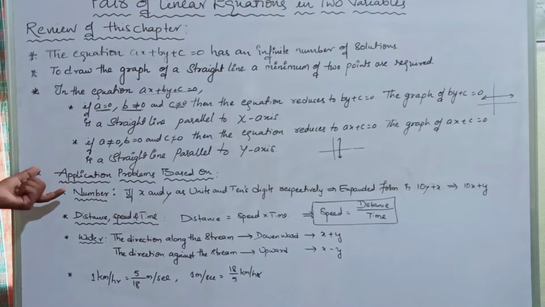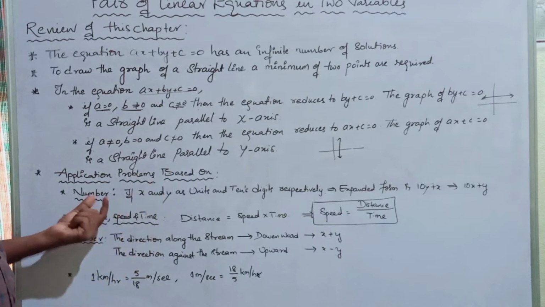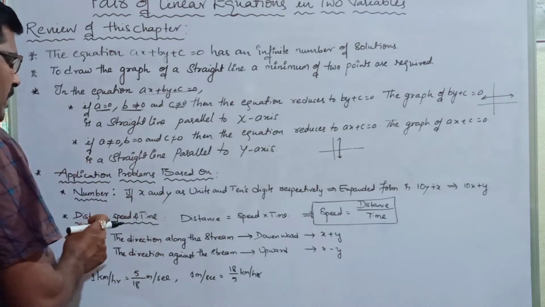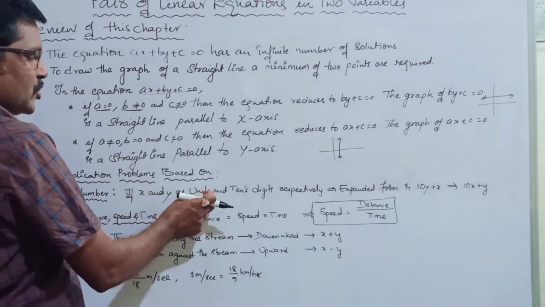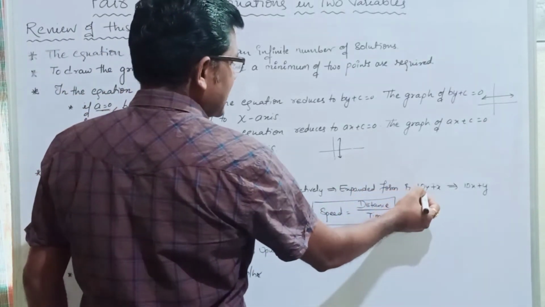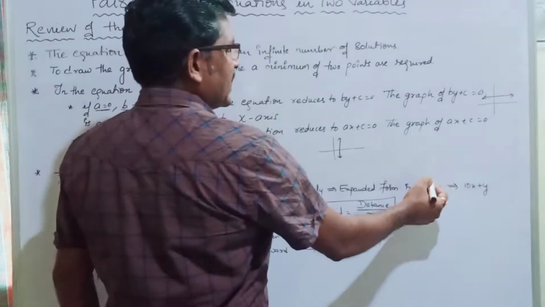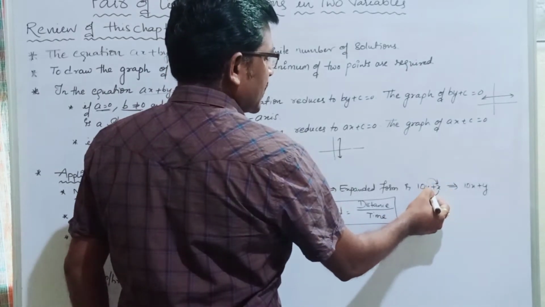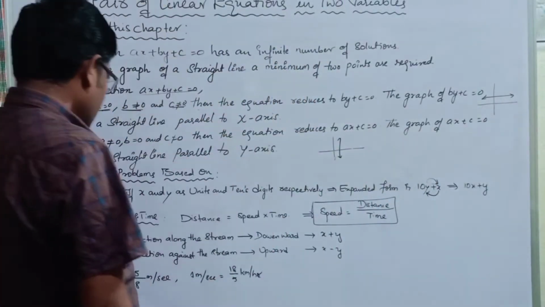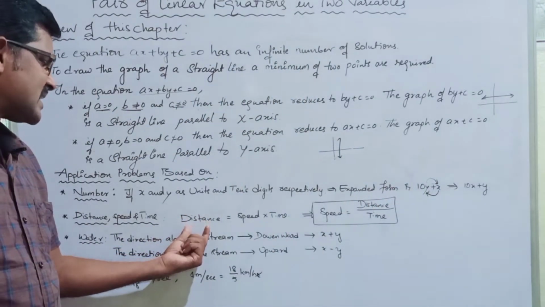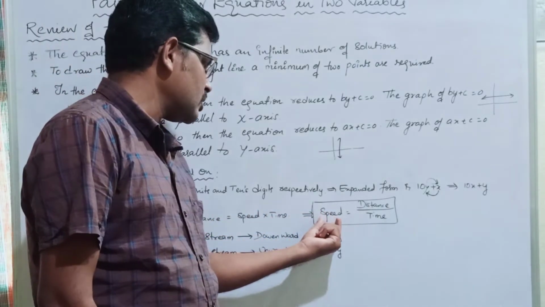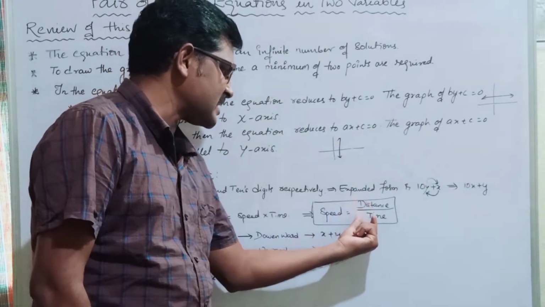Next, some application problems based on numbers, distance and speeds, and water problems. In number problems, if x and y are the units and tens digits respectively, the expanded form is 10y plus x. If the digits are reversed, the expanded form is 10x plus y. We know that distance is equal to speed into time, so speed is equal to distance by time.